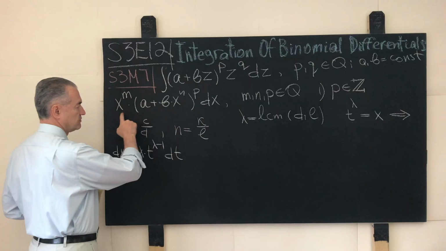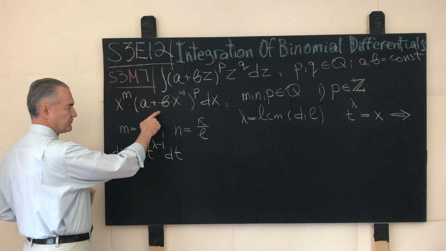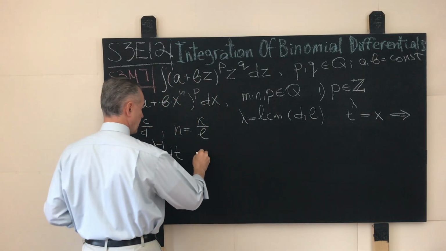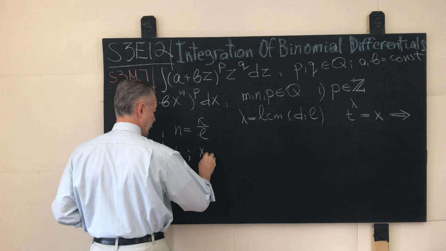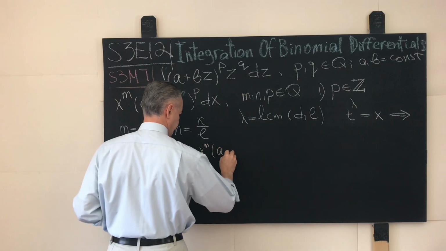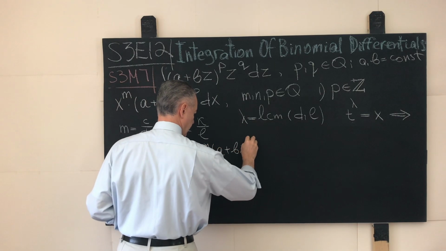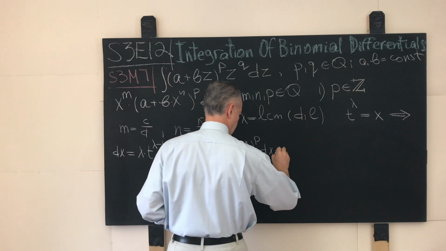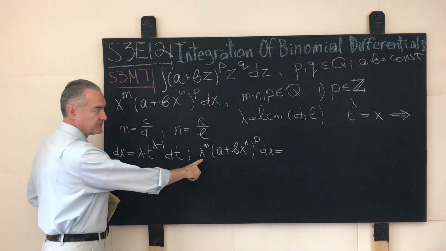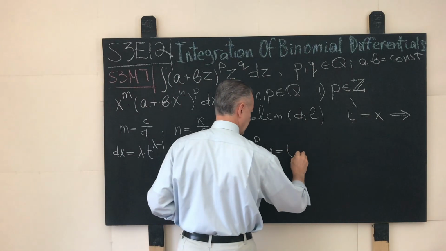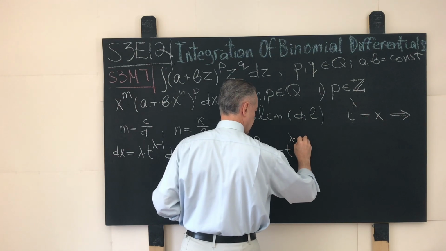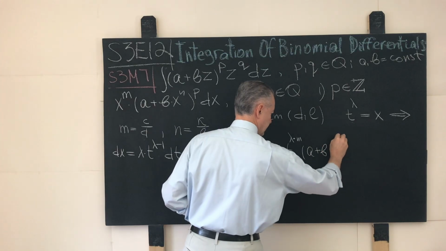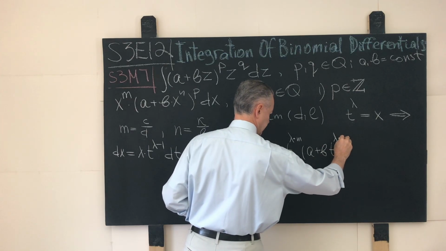Now let's rearrange our differential in terms of the new integration variable t. What will we have? We then will have x raised to the power m times a plus b x raised to the power of n raised to the power of p dx will be equal to what? It will be t raised to the power lambda times m times a plus b t raised to the power lambda times n.